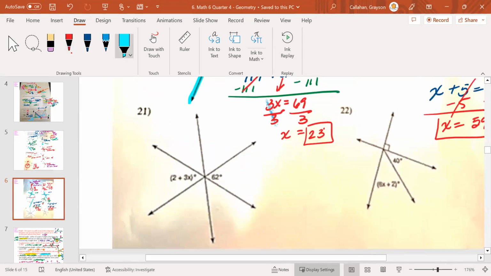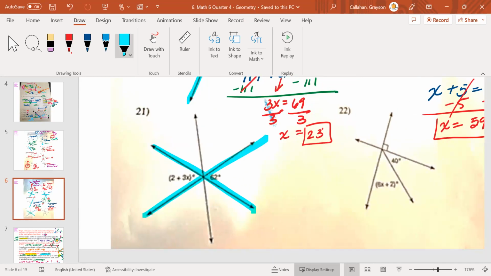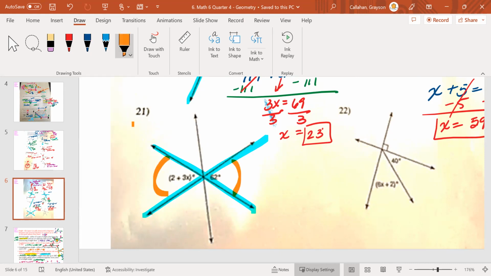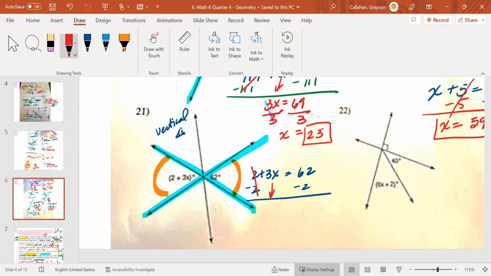Number 21. So this one's interesting because if you look at the x right here, notice how you have this angle and this angle. They're called vertical angles. And what you know about vertical angles is that they're equal to each other. So 2 plus 3x is equal to 62. Get rid of the 2 first. Bring down the 3x. Divide by 3. Cancel the 3, bring down the x equals 20 degrees.